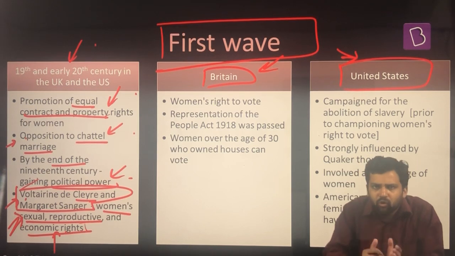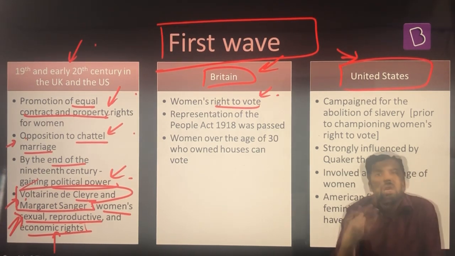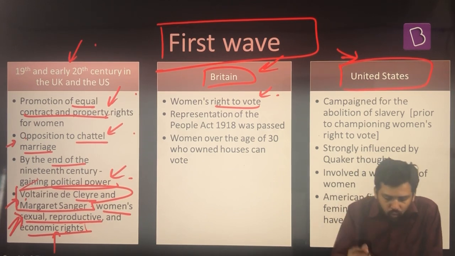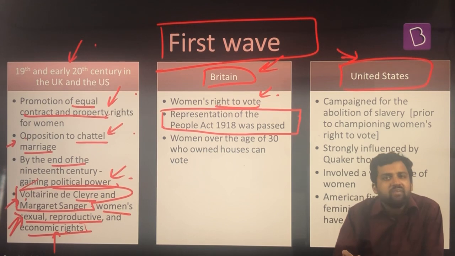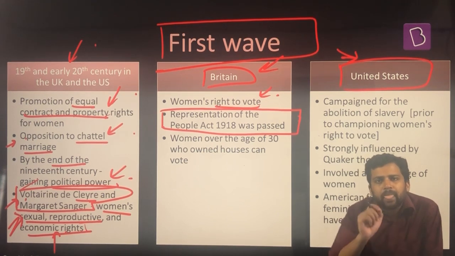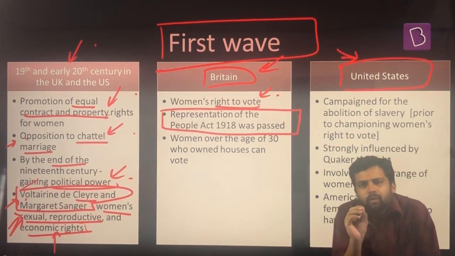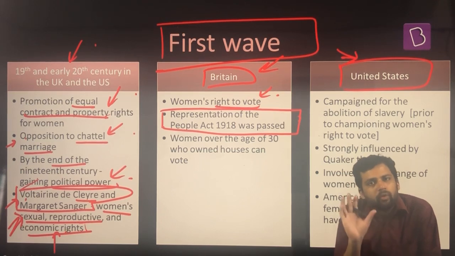Now, if we look at Britain and the US, how is the first wave of the feminist movement impacting these countries, or what were the things that were taken up? In Britain, feminists were demanding the right to vote. Accordingly, the Representation of the People Act 1918 was passed.